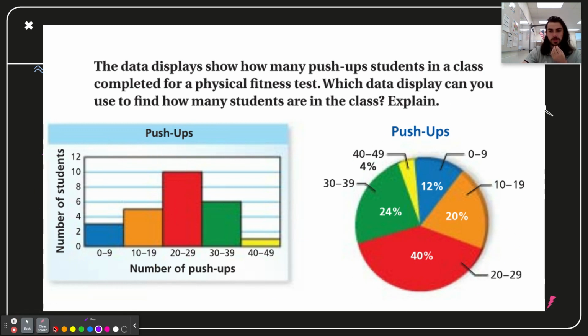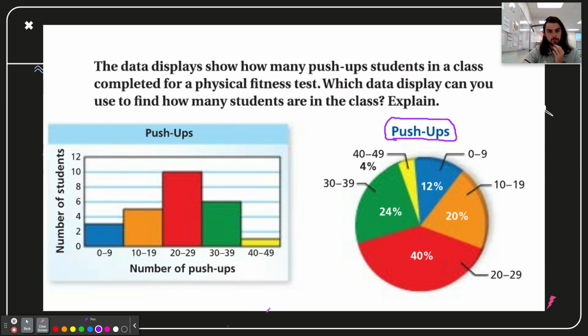The pie chart is telling me the percentage of push-ups. This is telling me the amount of push-ups and the percent of how many push-ups the class did together. Our histogram over here is telling me the number of students as my frequency, and our ranges, or our values on the bottom, are telling me the number of push-ups.